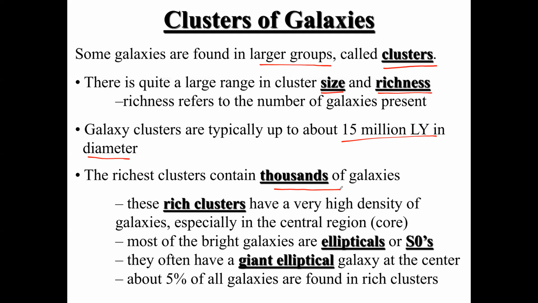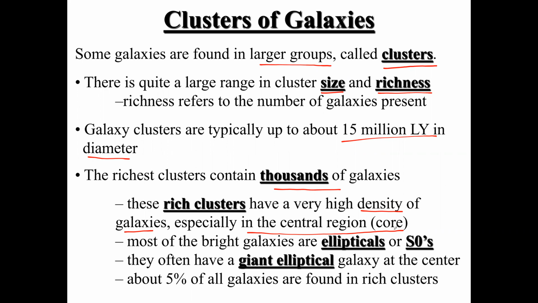In fact, I have observed data of around 10 of these galaxy clusters, and I remember that some of them have around 3000 galaxies in one cluster, right? And if you get one of these rich clusters, they have a very high density of galaxies, especially in the central region. This is one feature that you would see if you look at a galaxy cluster.